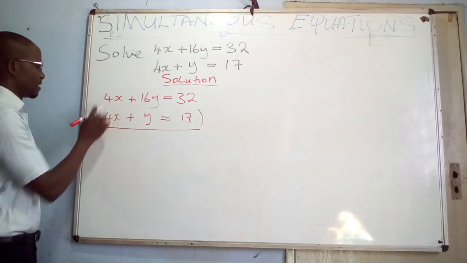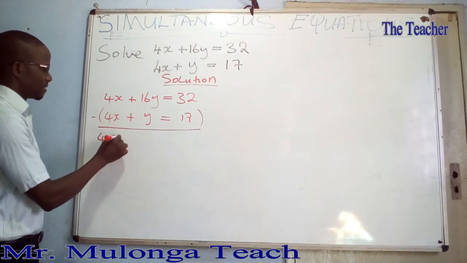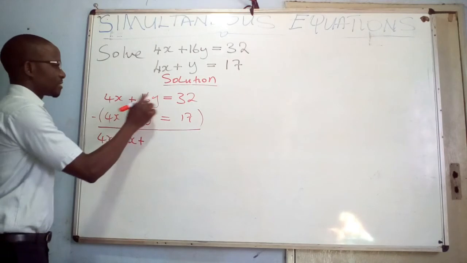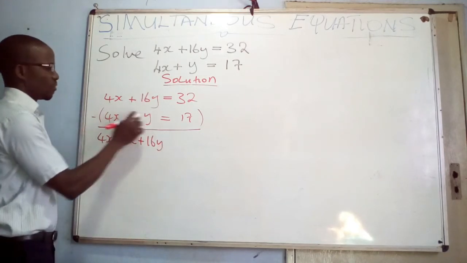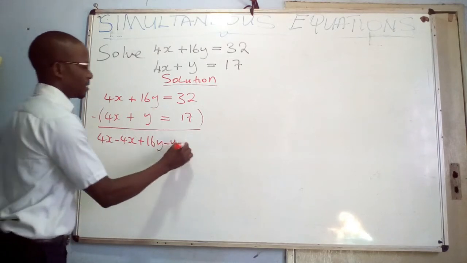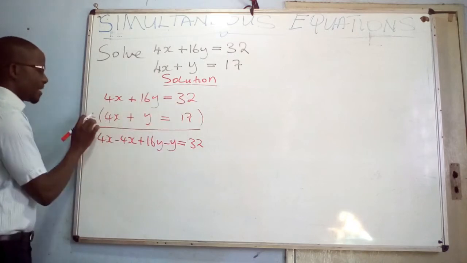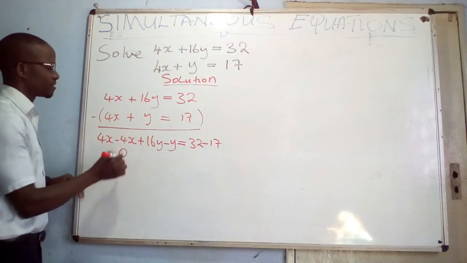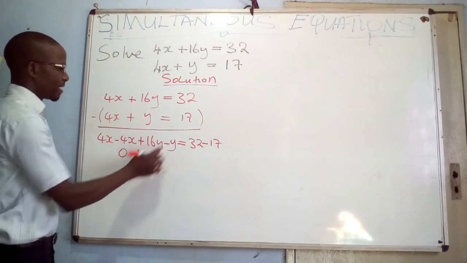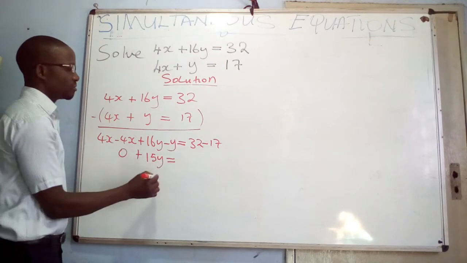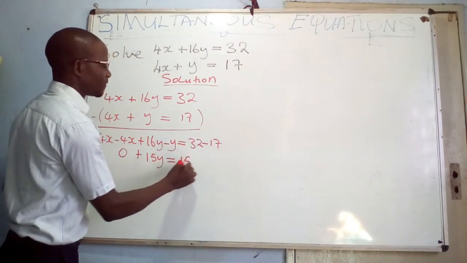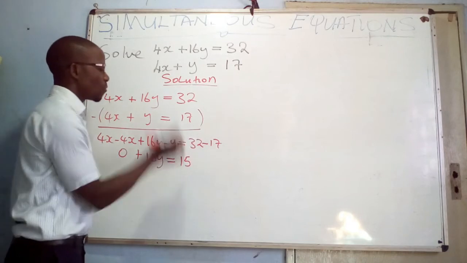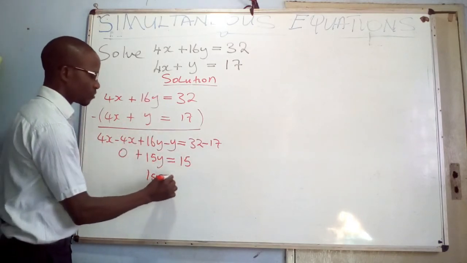You say 4x minus 4x, then plus 16y minus y equals 32 minus 17. Like that, 4x and 4x will give us a 0. Then plus 16y minus 1y will give us 15y equals 32 minus 17, which gives us 15. Because what we have here is 12 minus 7, 5, and 2 minus 1, 1. Then from there, 15y is equal to 15.